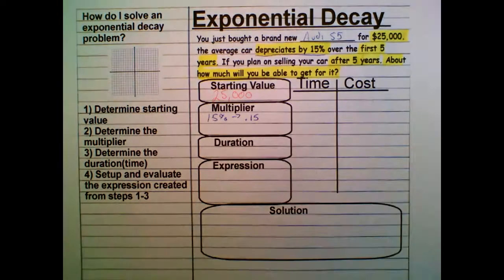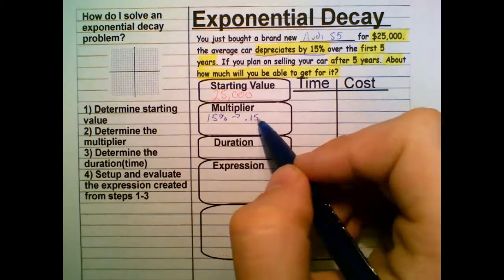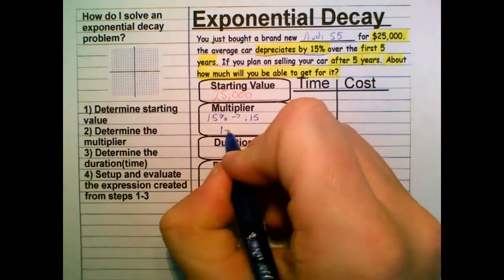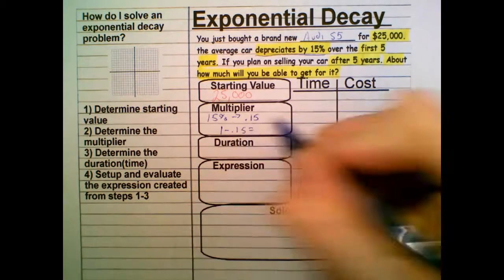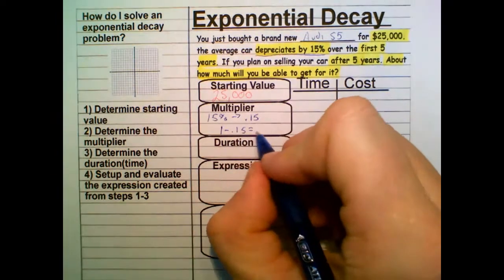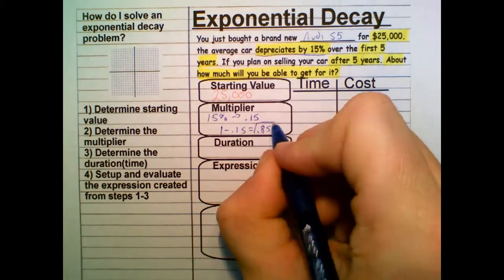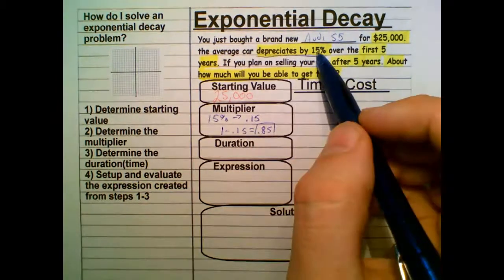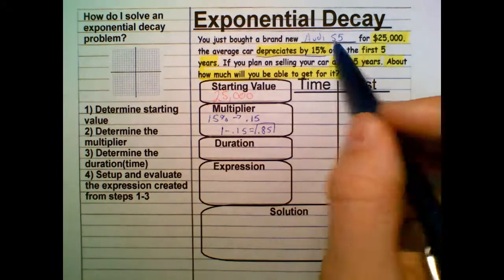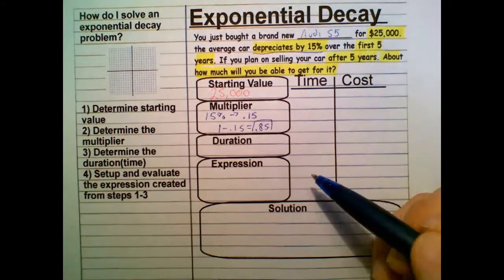But in this situation, because it's depreciating, instead of a growth problem where you add the 0.15 to 1, we are going to subtract it from 1. So we're going to do 1 minus 0.15, and that gets us a multiplier of 0.85. So there is our multiplier of 0.85. Notice we're depreciating by 15%. So the value of the Audi every year should be 0.85 of the previous year's value.